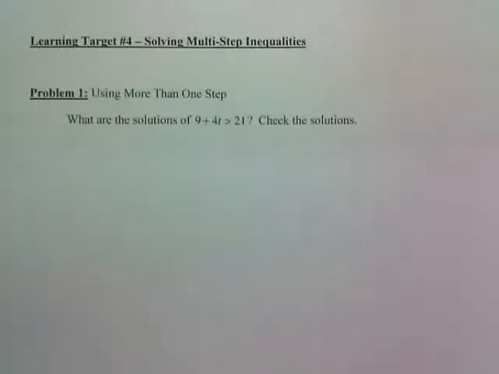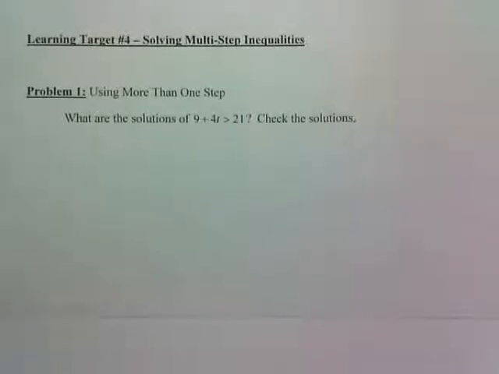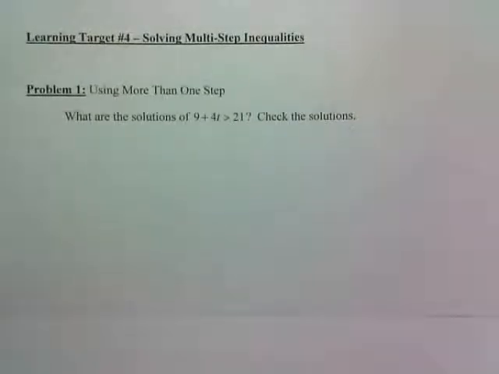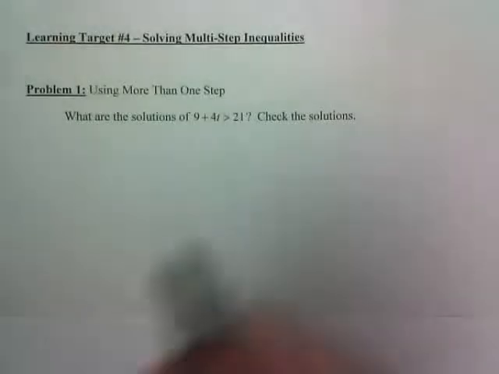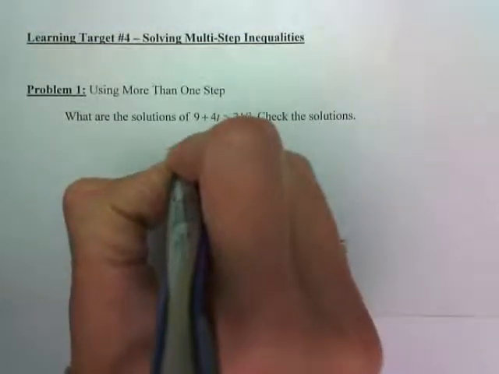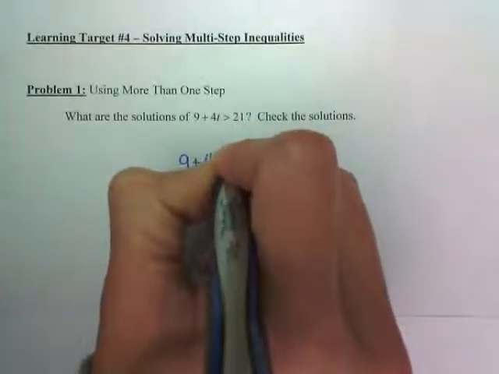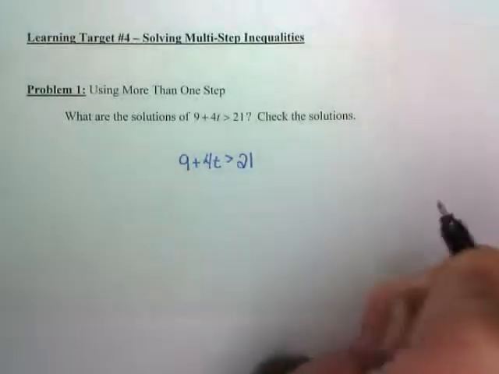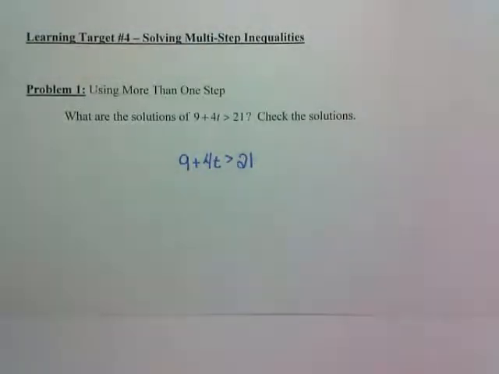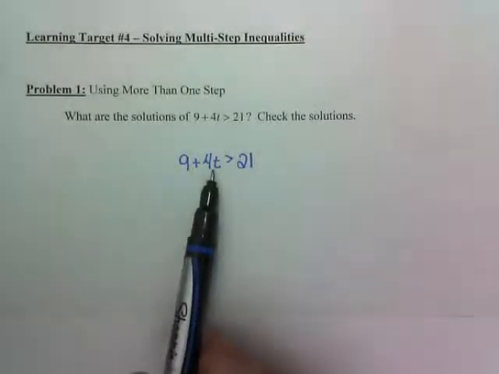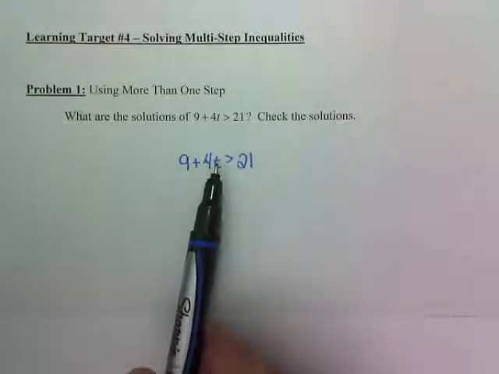So for the first example, using more than one step, this is actually a two-step inequality, and we need to analyze what's going on with the inequality so we know where to start in order to solve it. So I'm going to rewrite this problem: 9 plus 4t greater than 21. And what you need to do, just like when we were solving equations, so this would be a good review if you were still kind of shaky on solving equations, you always solve for your variable doing the order of operations backwards. So for example, if I go to my variable, let's see what all is happening to this variable.